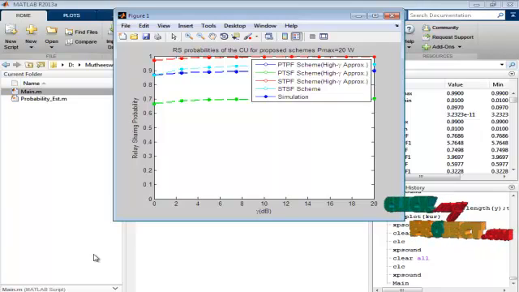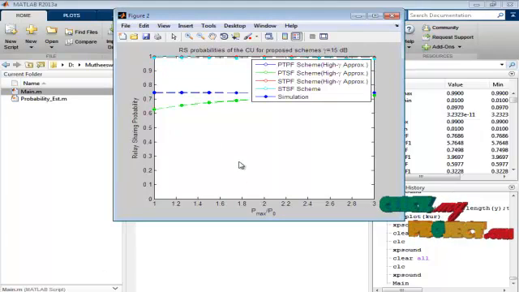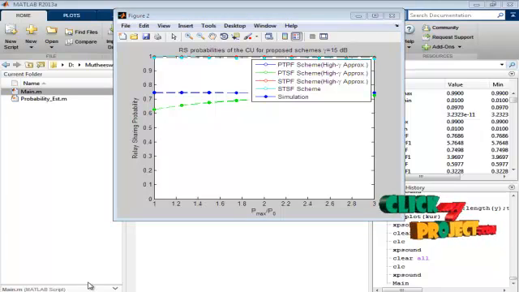Here we obtain the graph for relay sharing probability by varying the lambda value for our PTPF, PTSF, STPF, STSF schemes, and also the simulation results. Here we obtain the relay sharing probability of the CU by varying the initial power and maximum power. Here also we obtain the graph for the four schemes.